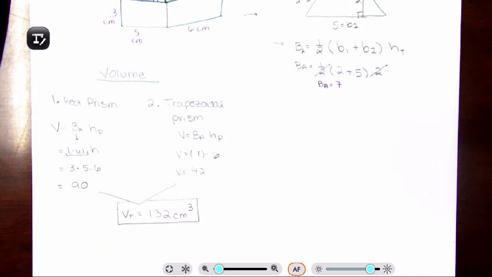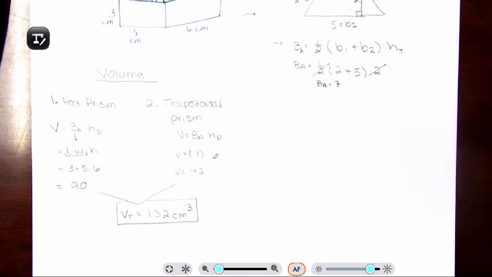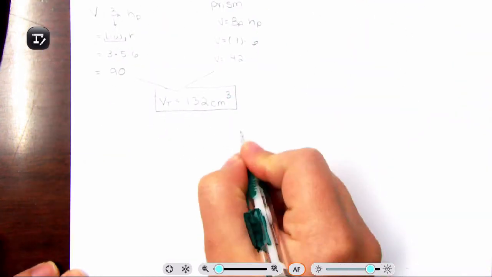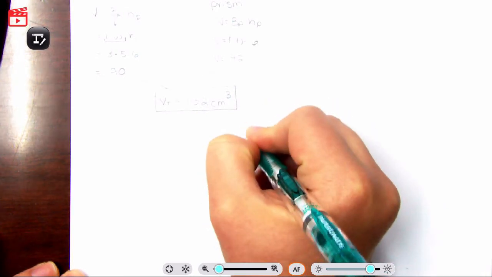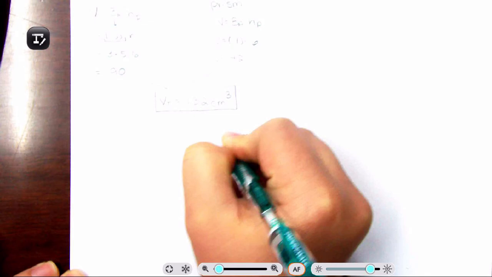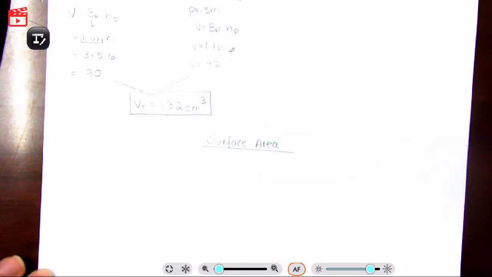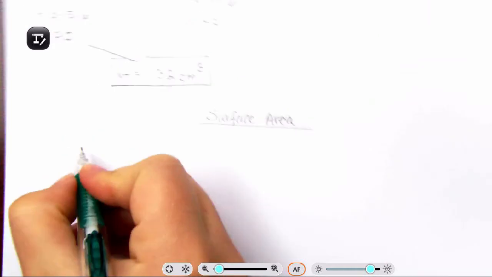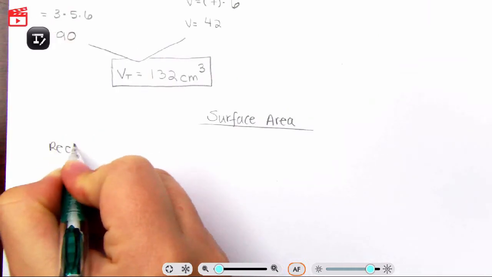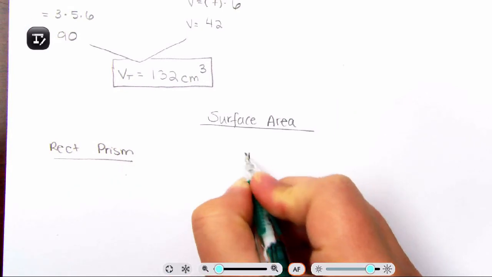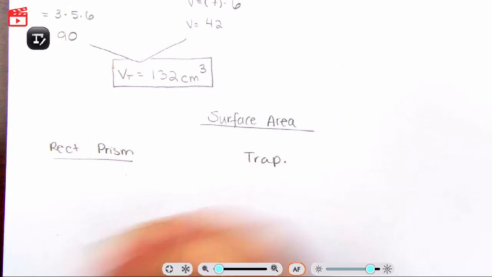In my opinion, volume is a lot easier than surface area, but here you have volume. Let's do the exact same thing now for surface area. I'm going to use a little bit more space. Again, we're doing the surface area for the exact same composite figure. What do we have? We have a rectangular prism and a trapezoidal prism. I'm just going to call it trap.